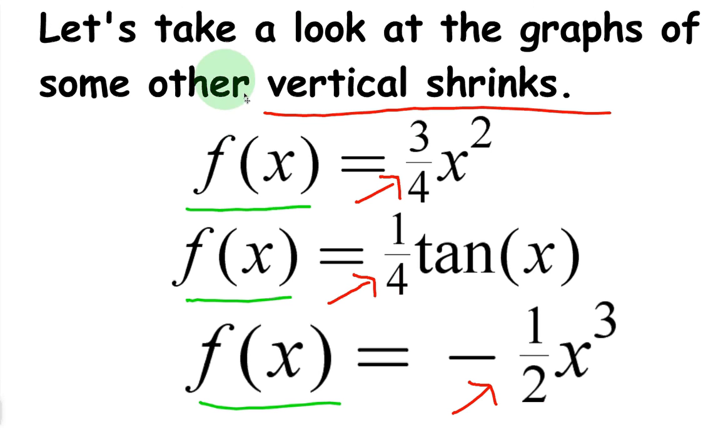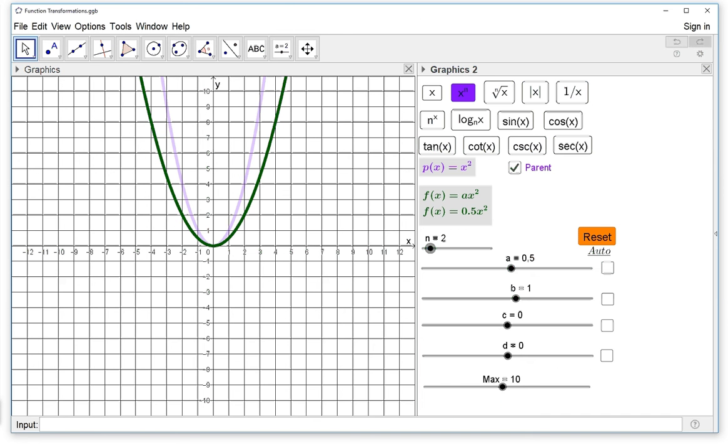Okay, now we're going to look at some more vertical shrinks of parent graphs. Here we have a transform graph f of x equals 3/4 x squared. Now notice 3/4 is still less than 1. Let's see how that looks for the graph.